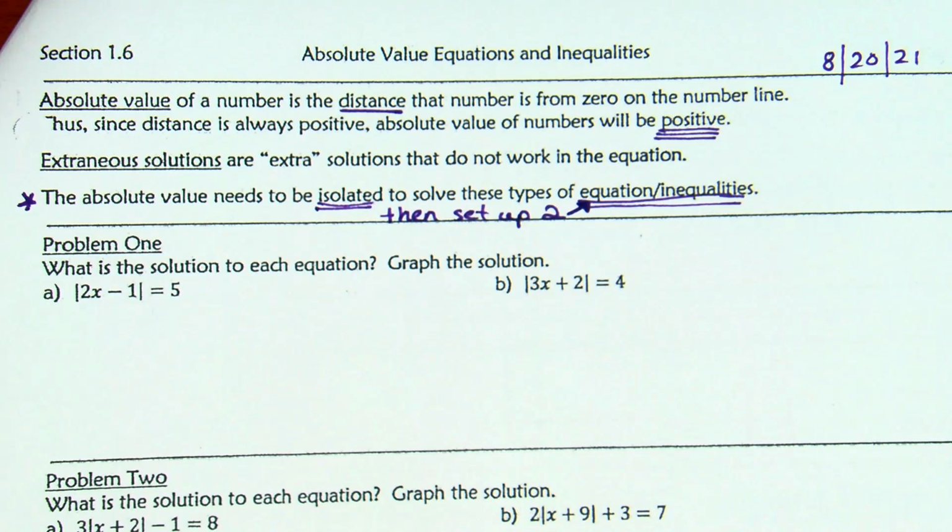It is 5, right? Because it's a distance from 0. What is the absolute value of negative 5? It's 5. So anytime there's absolute value, there's two options in an equation or inequality setting. And that's what I want you guys to consider. And that's why we set up 2. So, let's look at problem 1.